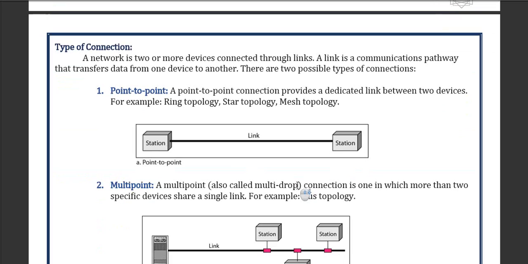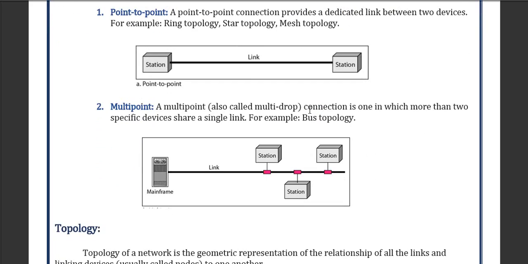Types of connections, which are point to point. Here one station is a point and another station is a point, and we have a link, so we can call this point to point communication. Here we use ring topology, star topology, mesh topology, etc. Now multipoint. In multipoint, we have a mainframe, and stations are connected to this mainframe. So the mainframe sends data and the stations are connected with it. It is known as multipoint because there are multiple points in this section. Those examples are bus topologies.